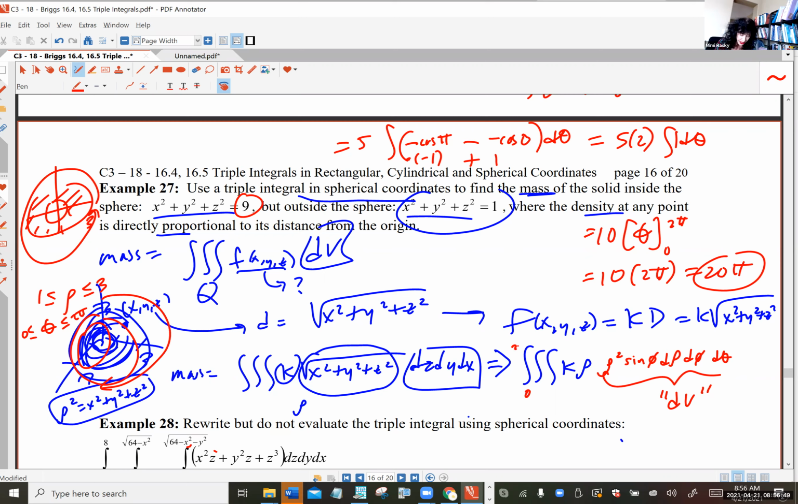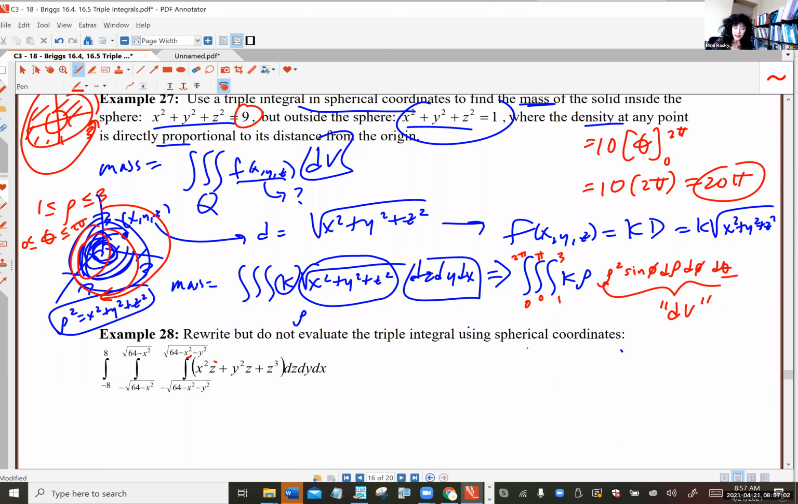So I'm just going to iterate this integral. Theta is the outermost limit. Phi is the middle guy. This is just by convention. And rho is 1 to 3. And this is a pretty easy integral to integrate in triple. But before you integrate the innermost integral, which is with respect to rho, please combine your powers of rho so you get a single power of rho.